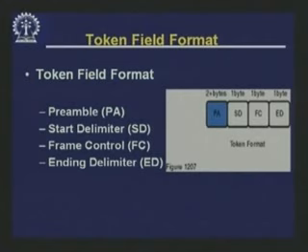Token field, the token has the following fields. So, we have a preamble, we have a start delimiter, we have a frame control, and we have an ending delimiter. So, the token is a simple kind of token like this.